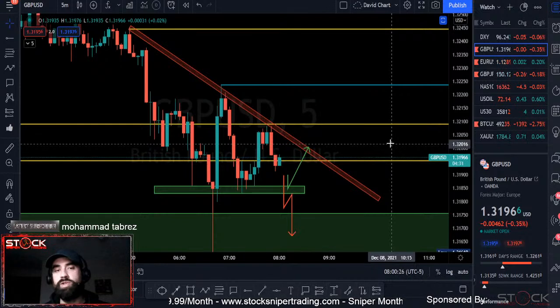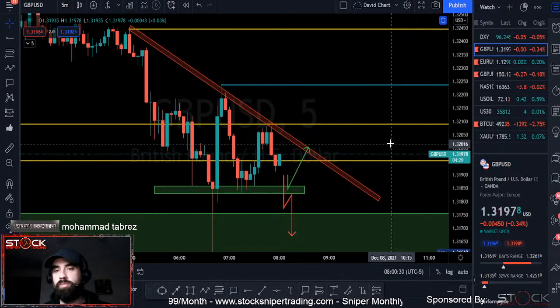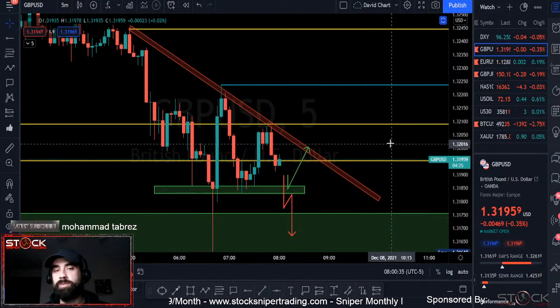Okay, so as you can see, GU's trying to flip a little bit. About 4 minutes and 30 seconds left on the first 5 minutes of this open candle.